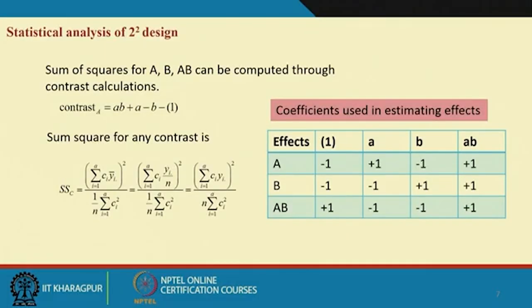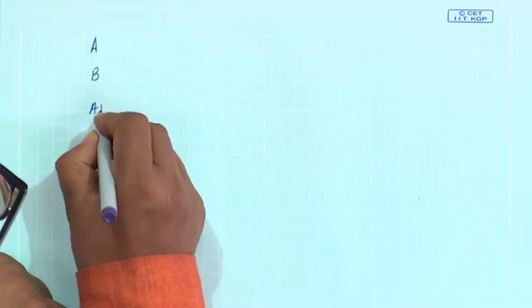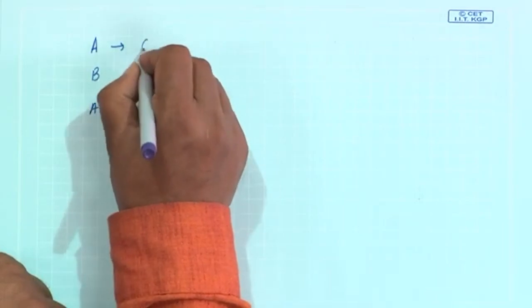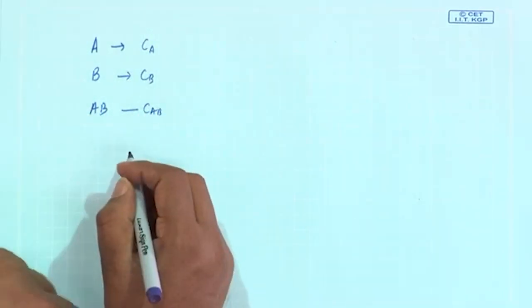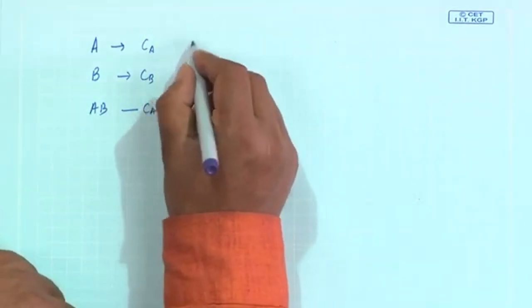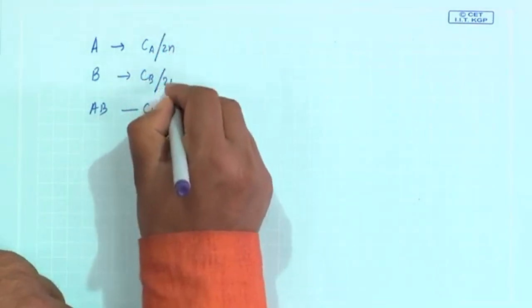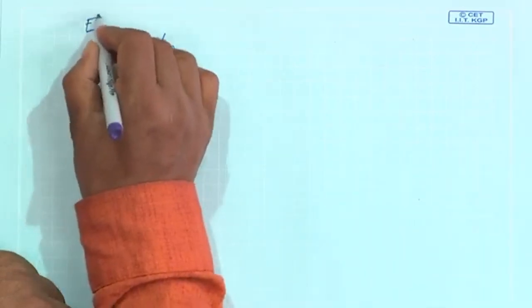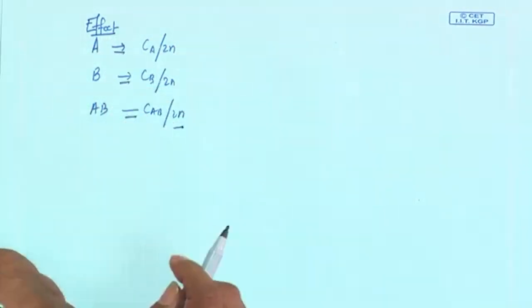When you want to compute any effect, you first know what is the effect, either A, B or AB, as such for others later on we will discuss. Find out the contrast. So, contrast is C A, C B, C AB. If you want the effect of A, then it is contrast divided by 2n. These are the effects, equal to this, equal to this, equal to this.